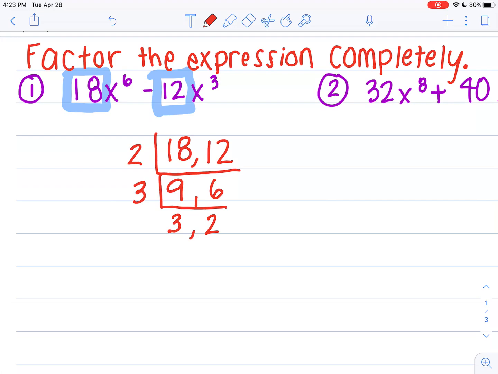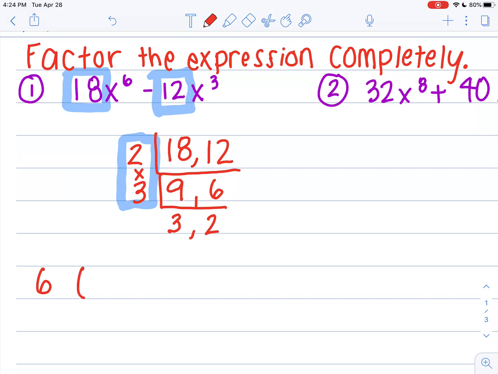So here's what we're going to do. In this part right here, this is your GCF, and you multiply them. If there's more than one, you multiply. So 2 times 3 is 6. So my GCF is 6. We're just looking at the numbers right now.